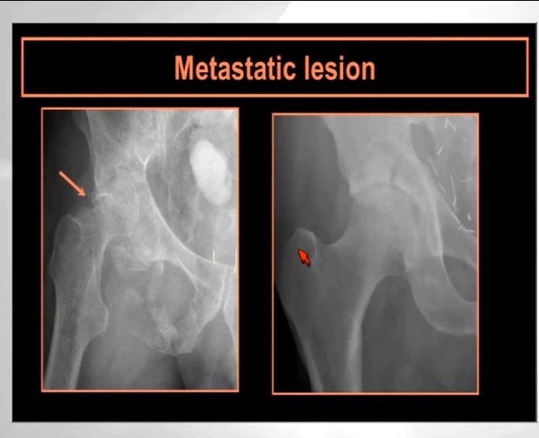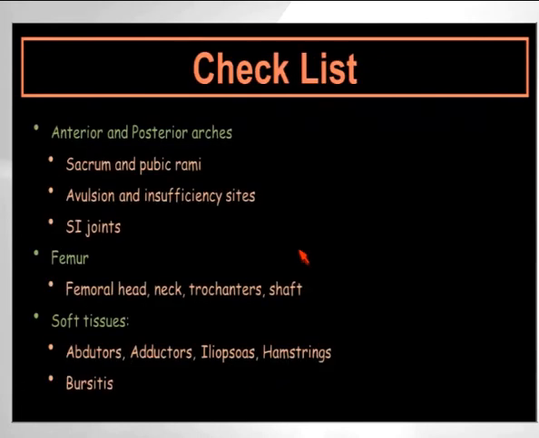This is the subluxation because of metastatic disease, and there is a complete destruction of the superior pubic ramus. And then we have a sclerotic acetabular lesion due to prostate cancer with pathological fracture.